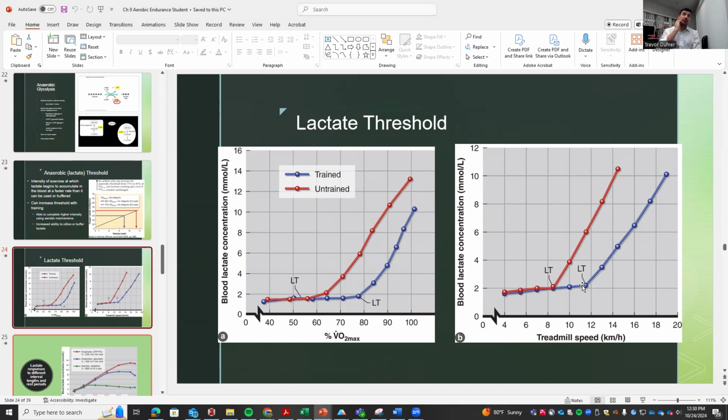Again, I know that there are multiple lactate thresholds. We have OBLA, L1, L2. Some people even talk about OBLA 2. Depending on how you want to look at it, we're going to keep it very simple for the purpose of this class.